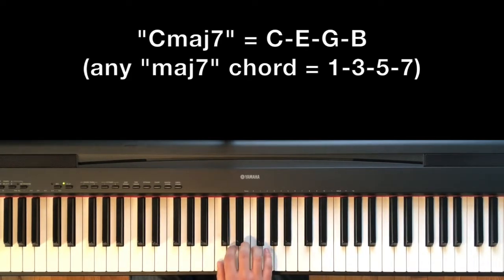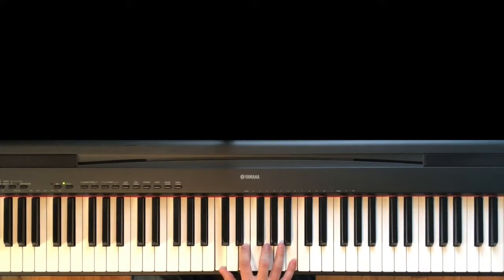All right, so we have our major scale. That's 1, 2, 3, 4, 5, 6, 7. So that's the 7th, hence C major 7. Now what if you saw C minor 7? Okay, remember, this is C major, this is C minor.